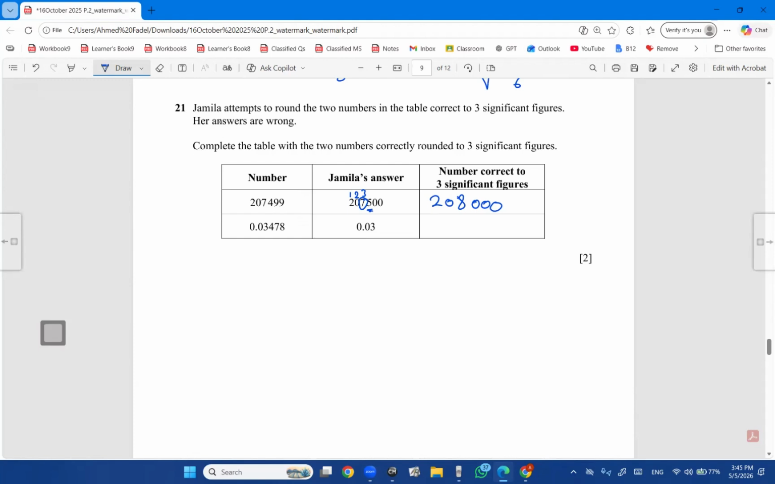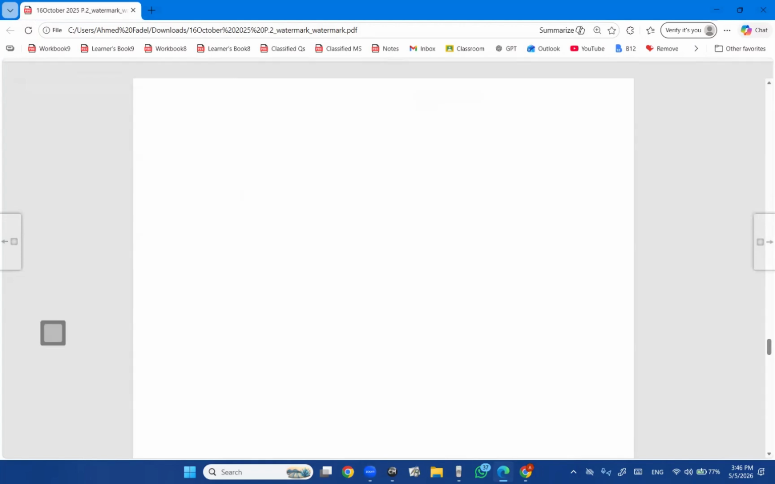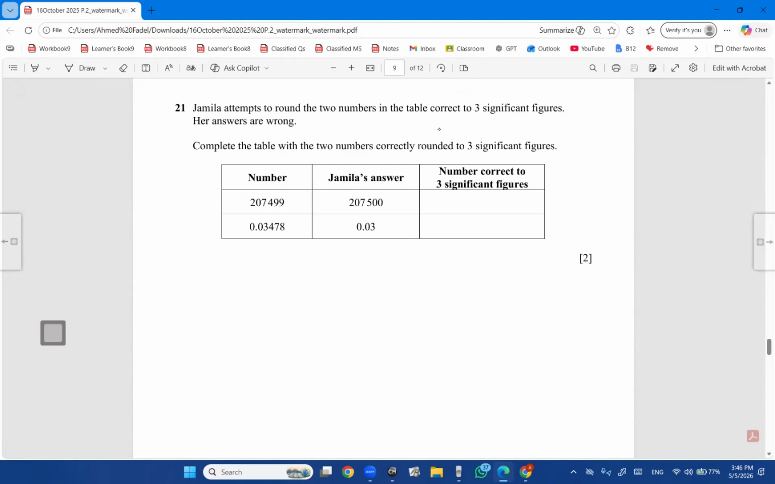Question 21 says to you, Jamila attempts to round the two numbers in the table correct to three significant figures. Her answers are wrong. Complete the table with the two numbers correctly rounded to three significant figures. So these are the mistakes that she made. So don't get confused with rounding them. No, these are the numbers.